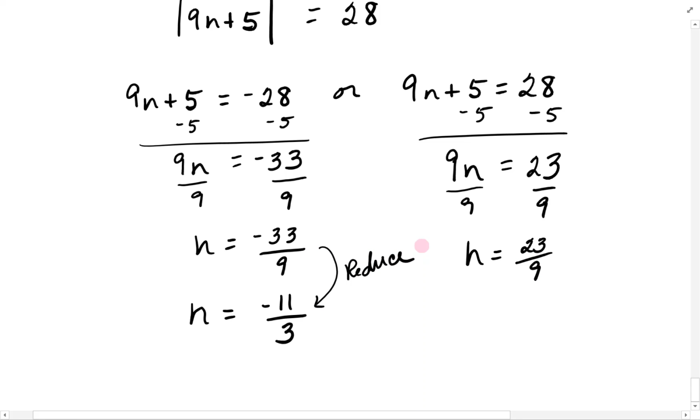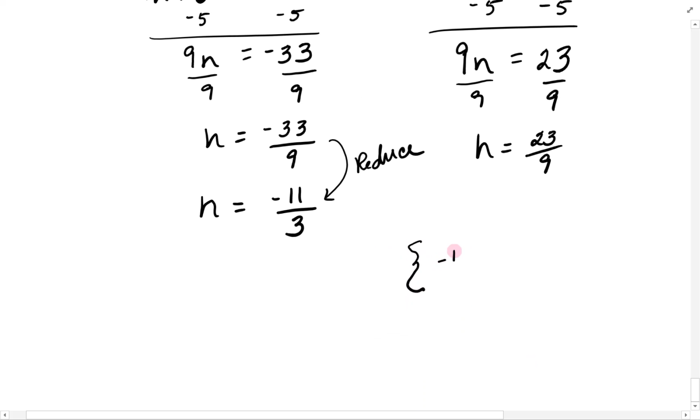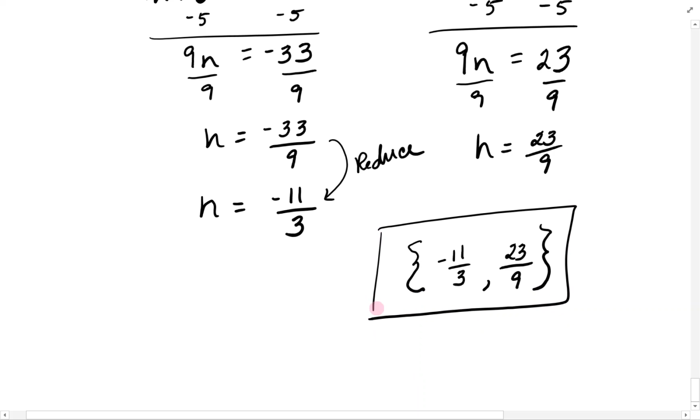All right, in these, it wants to know the solution set. So the solution set, the author will have this symbol, and you will put in negative 11 over 3, comma, 23 over 9, and you don't have to actually put those set symbols, they will be there.